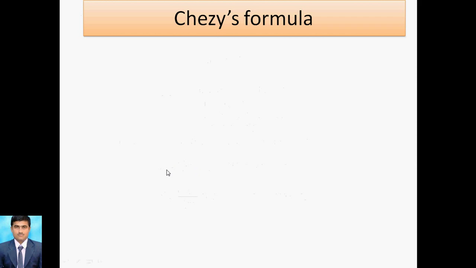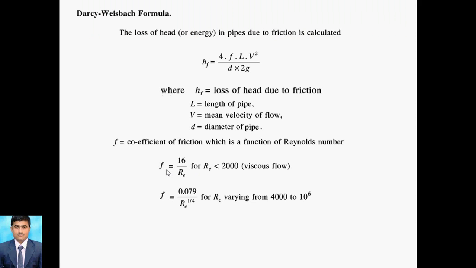So this is the next formula, that is Chezy's formula. As we know, the Darcy-Weisbach formula is applicable to find the friction, or the loss of energy due to friction. For that purpose, if you require this HF, you need to know f. For calculation of f, these are two formulas, that is 16 by Re for Re less than 2000.